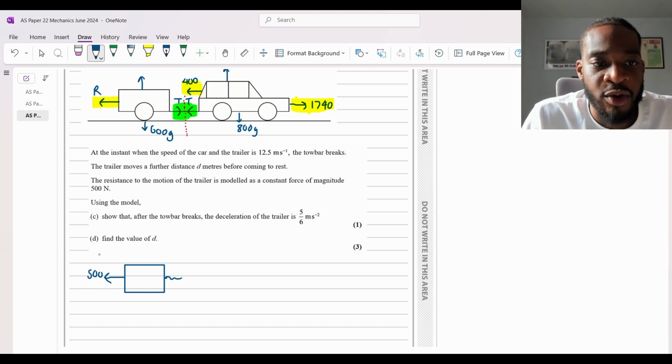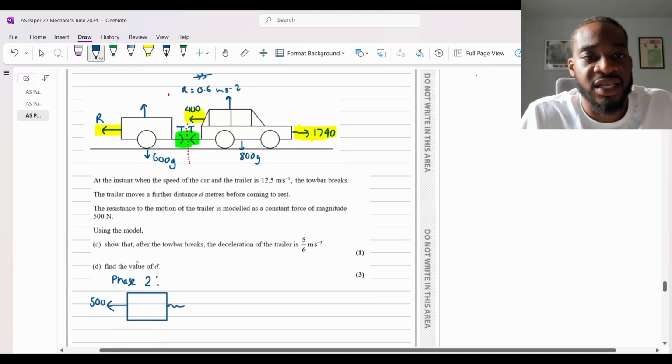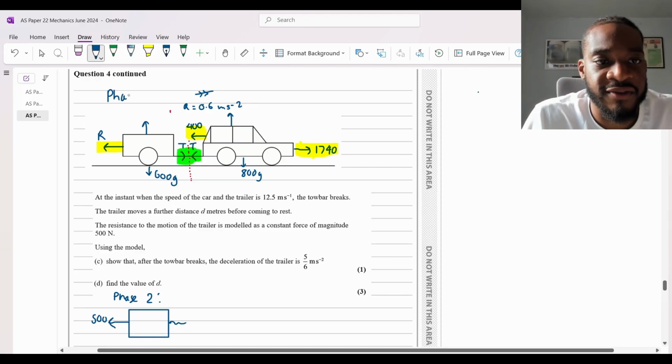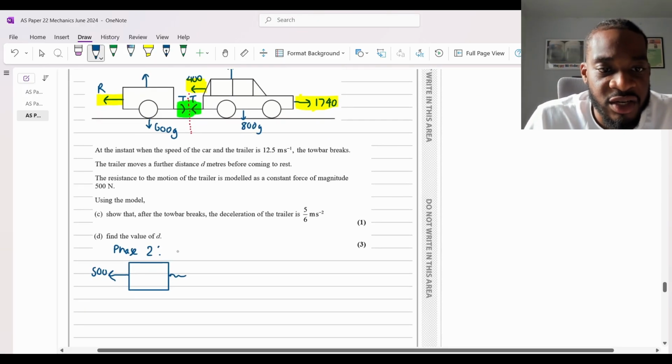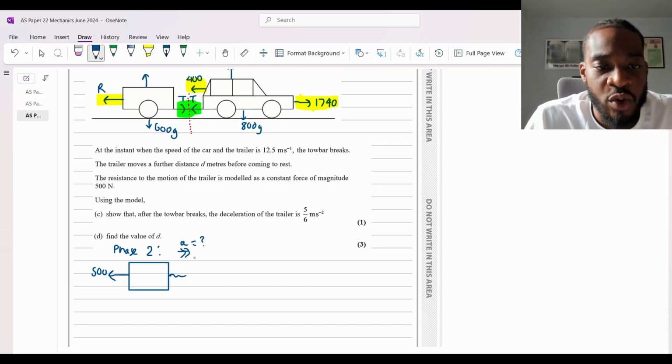I'm going to call this phase two, by the way. This is phase two when they're disconnected. This is phase one. Okay, now we are looking for the acceleration after it is broken. What is this equal to? So what we're going to do is essentially just F equals ma, isn't it?